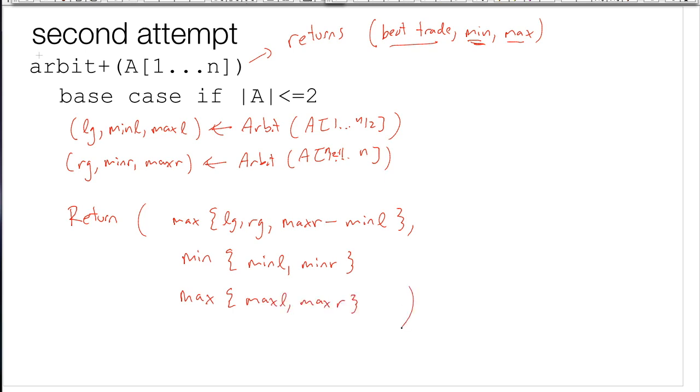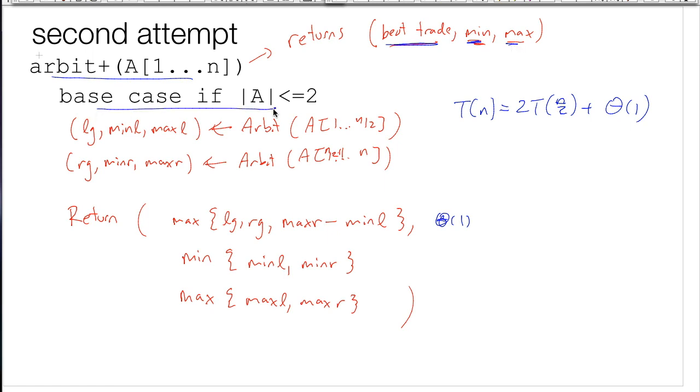So this solution is now a 3-line solution, and its running time is going to be T of n is 2 times T of n over 2 plus order 1. Because now notice all of these computations are order 1 computations. What did we do? We changed the definition of what our function has to do. Instead of just returning the best trade, it has to return the best trade and the minimum value and the maximum value. Okay? So we handle the base case as we did before.